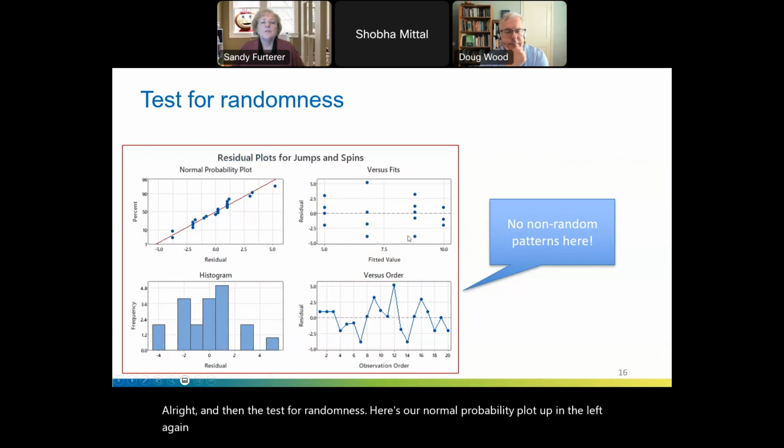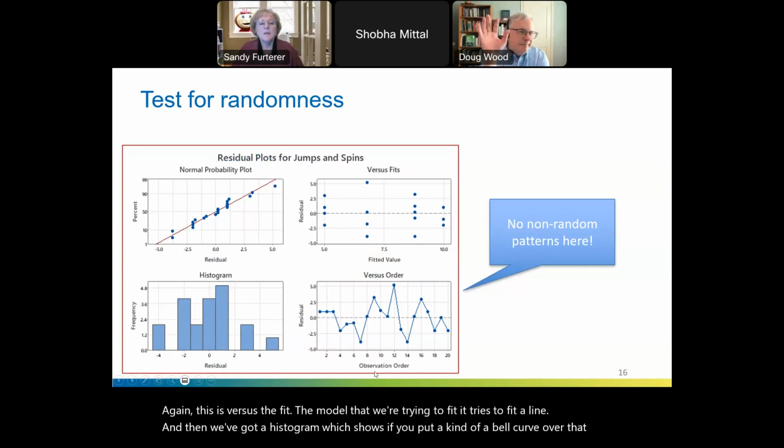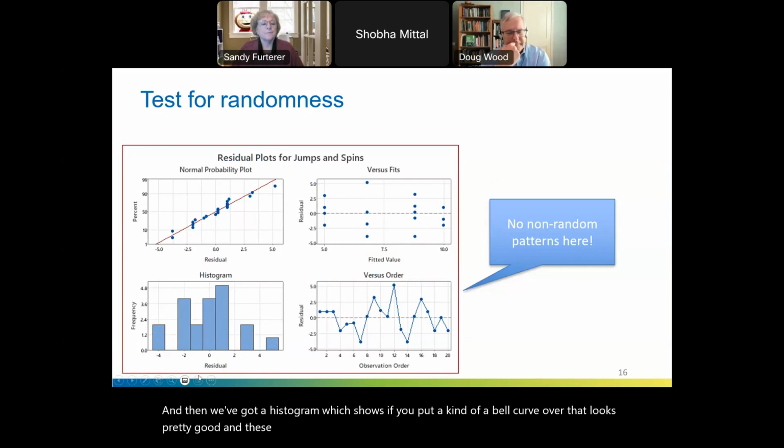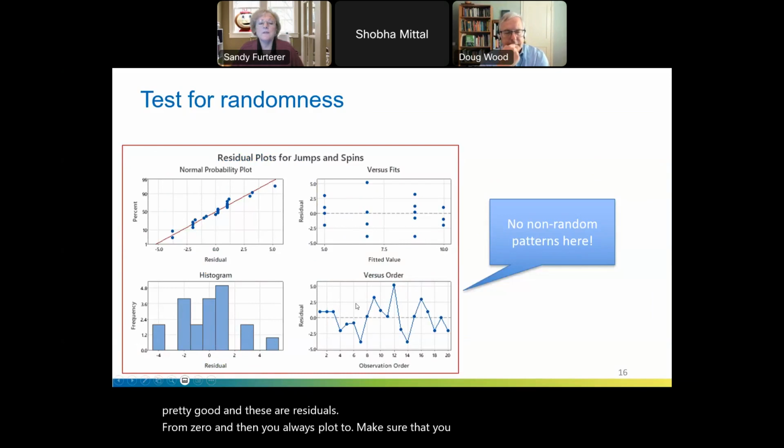This is versus the fit, the model that we're trying to fit. It tries to fit a line. And then we've got a histogram, which shows if you put a kind of bell curve over that, looks pretty good. And these are our residuals from 0. And then you always plot to make sure that you ran this in a random order. So again, I told you we could check that.